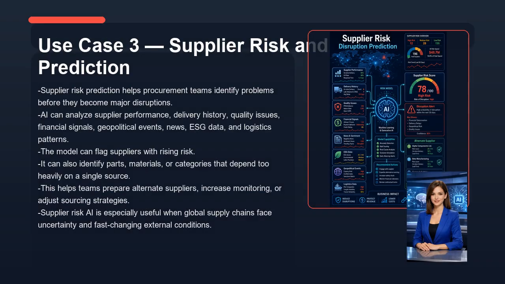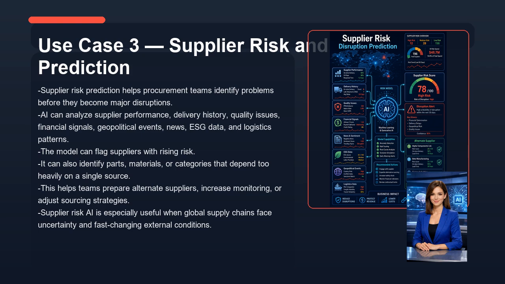Now let's look at use case 3, supplier risk and disruption prediction. Supplier risk prediction helps procurement teams identify problems before they become major disruptions. AI can analyze supplier performance, delivery history, quality issues, financial signals, geopolitical events, news, ESG data, and logistics patterns.